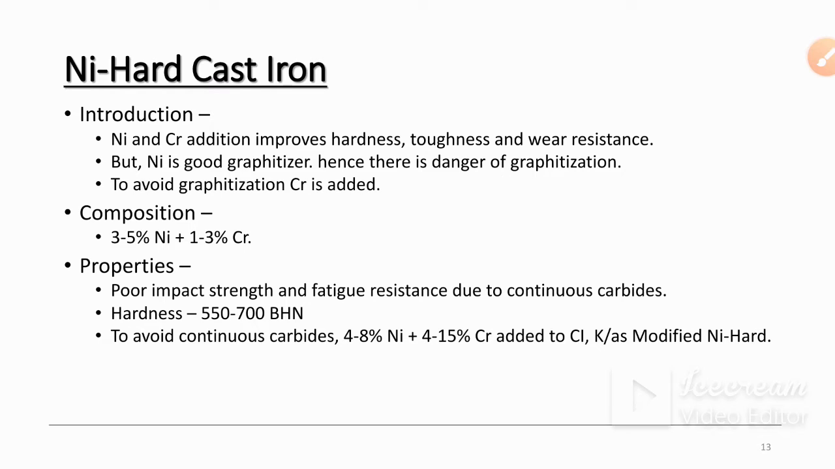To avoid the continuous carbides, 4.4 to 8% of nickel plus 4 to 15% of chromium is added to cast iron. Such cast iron is called modified nickel hard cast iron. Next, the applications of nickel hard cast iron: parts of coal pulverizers and mill liners are mostly the applications of Ni hard cast irons.